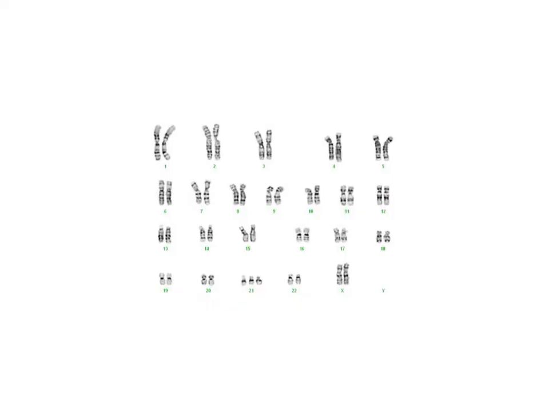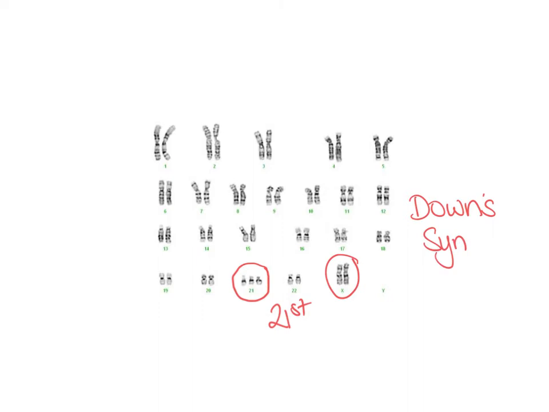This one, if you look closely at it, hopefully you've spotted that the extra chromosome is here in the 21st pair. And so therefore this is a karyotype from a female with an extra 21st chromosome, and that person then has Down's syndrome. Now, some people call it Down syndrome, some people call it Down's.